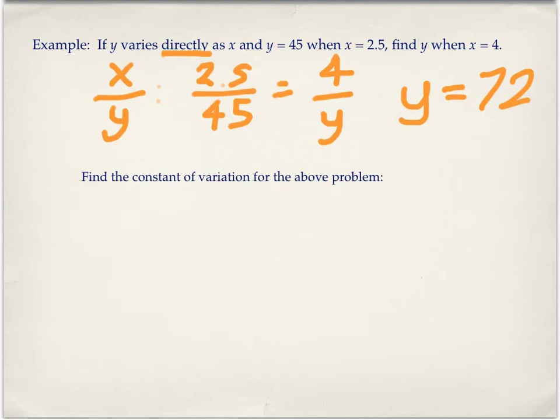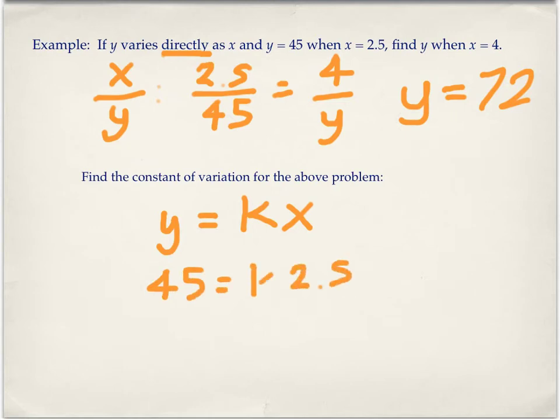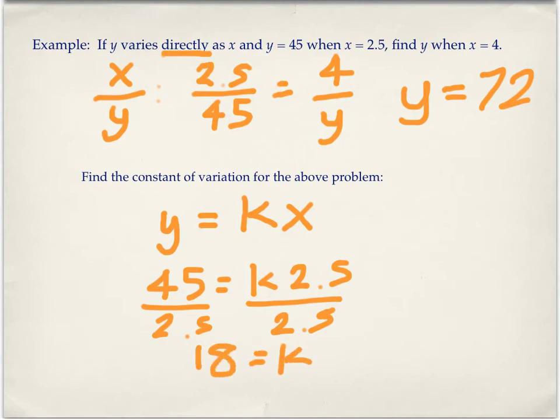Now, can we find the constant of variation in this problem? Well, again, it's y equals kx, and since we know that, we'll just take the first example, where y is 45 when x equals 2.5. How do we figure out what that k value is? Well, we're simply going to divide by 2.5, and sure enough 45 divided by 2.5 equals 18. So 18 is my constant of variation.